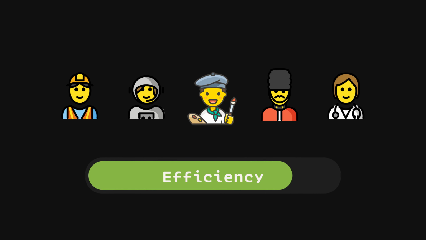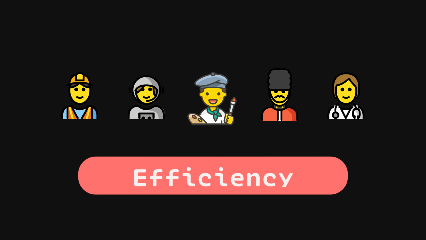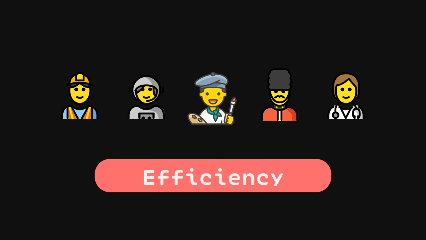Imagine a person. If that person has multiple jobs, they become less efficient at each one and it becomes a mess. The same goes for a class.